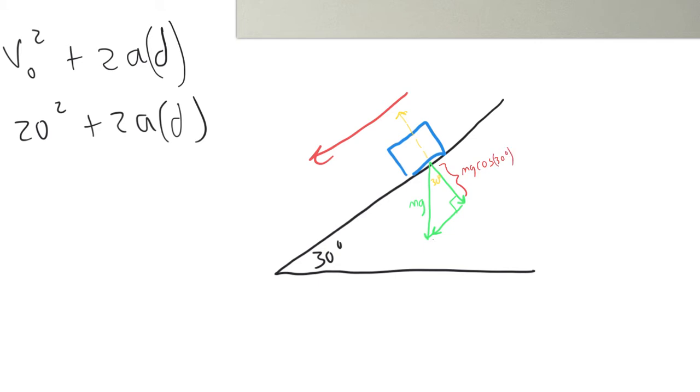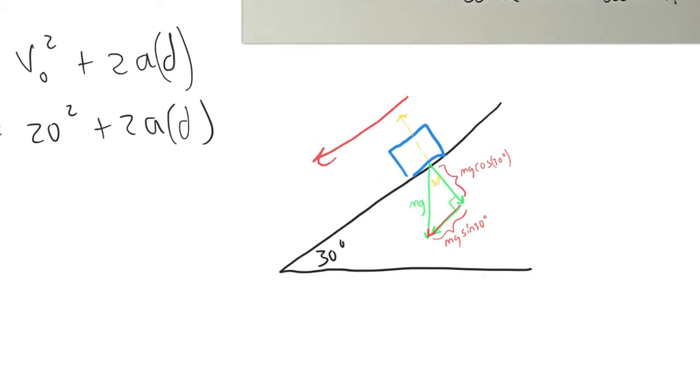And this component right here, which is really the one that we're interested in, by the way, is mg sine of 30. So we know that this force right here is the force ultimately that's bringing it down in this direction, down the incline, parallel to the surface of the incline.